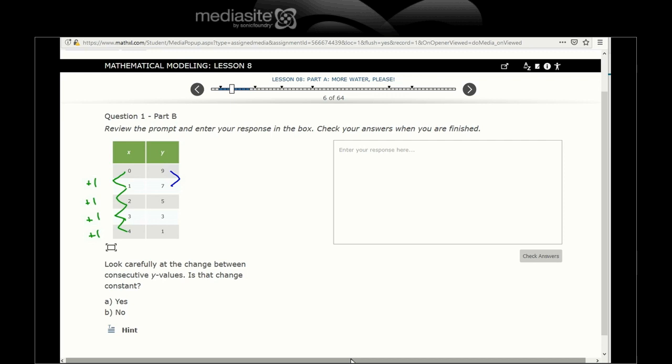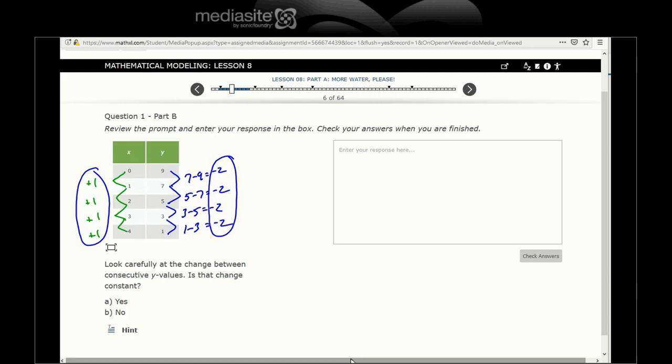Between 7 and 9, minus 2. Between 5 and 7, minus 2. 3 and 5, minus 2. 3 and 1, minus 2. Okay, so we're looking at a uniform, consistent, constant change of 1 in x value, resulting in a consistent change in y value, minus 2.